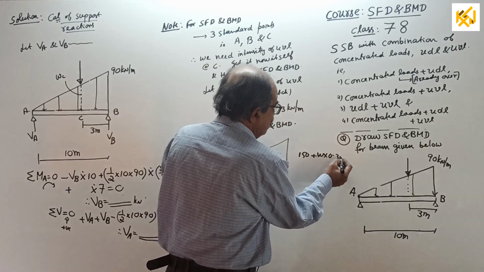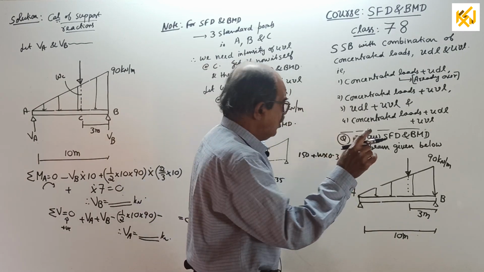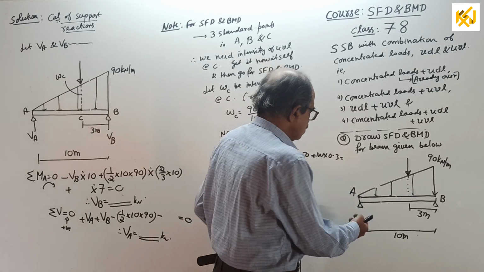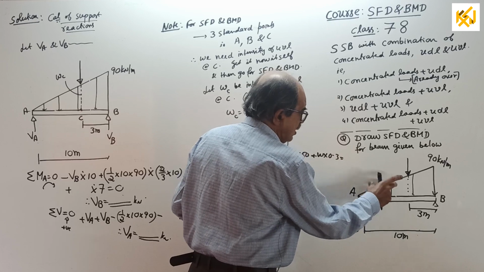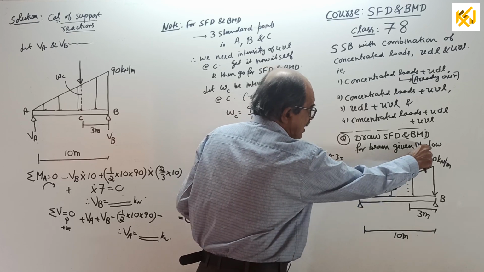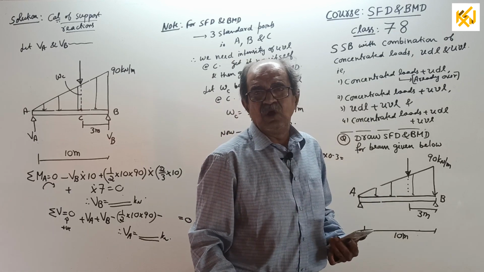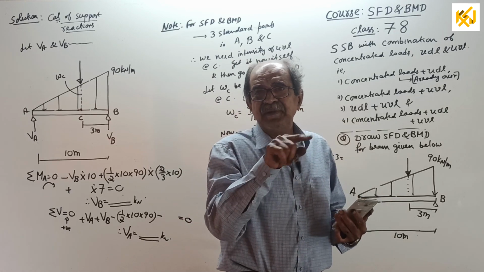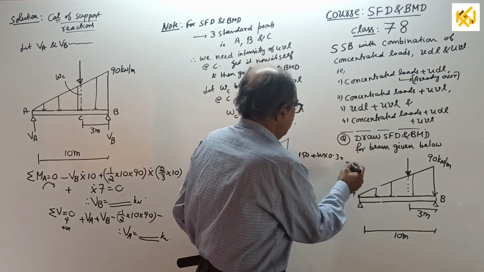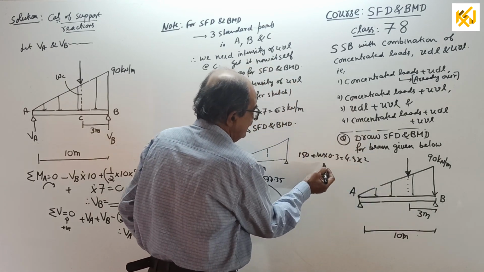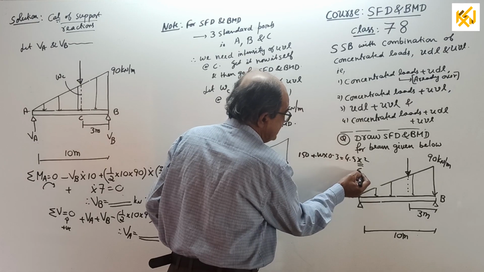Now, this value I want equal to this reaction. Somewhere here I want shear force to be 0, so that reaction should be equal to this much load. The intensity of load there is equal to 90 by 10 into x. 90 by 10 is equal to how much? 9x. Half into x into 9x is 4.5 x square, the total load. Now I want x equal to 6 meter.